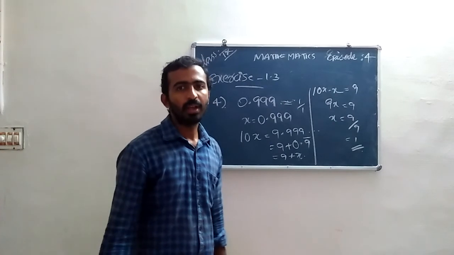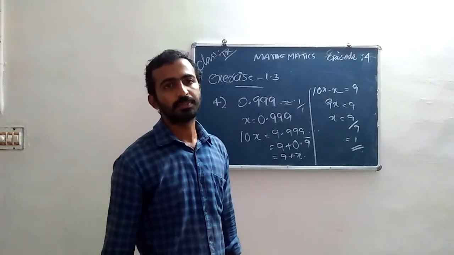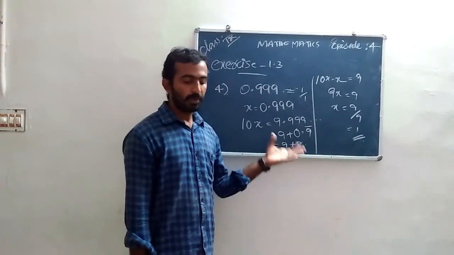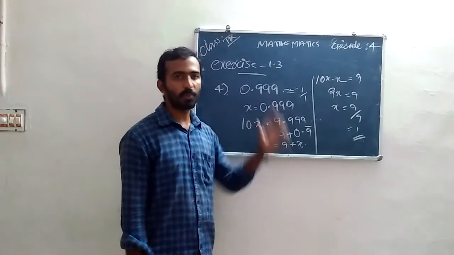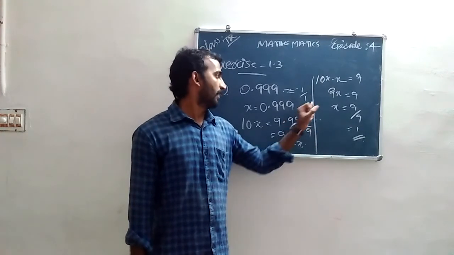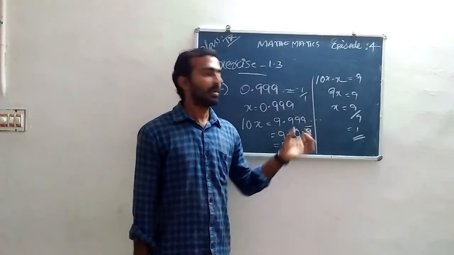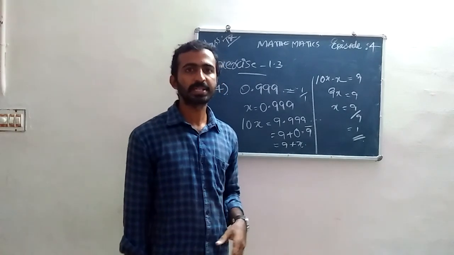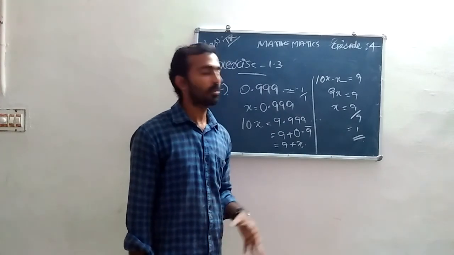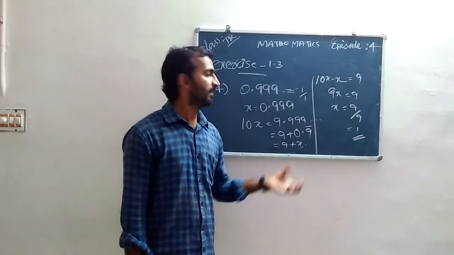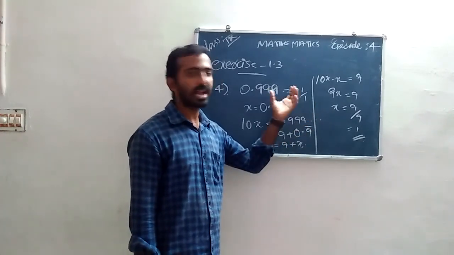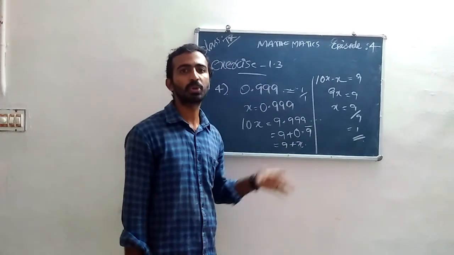Okay. Today we discussed exercise 1.3, page number 14. We observed terminating numbers and non-terminating numbers, and we studied fractions, converting a decimal number into a fraction, the rational number form P by Q, where Q not equal to 0.